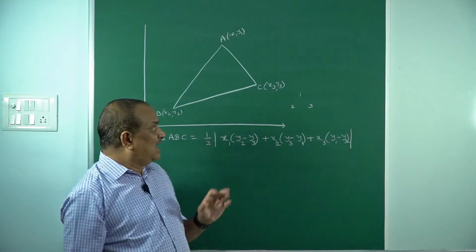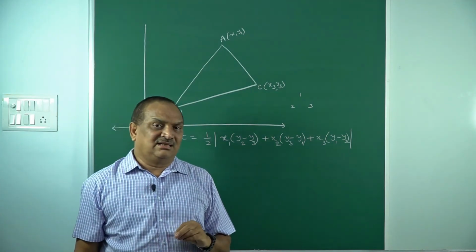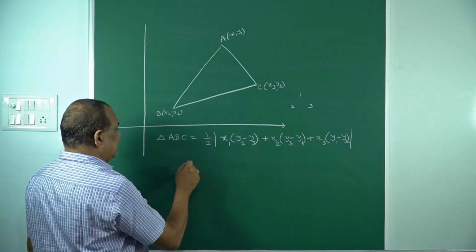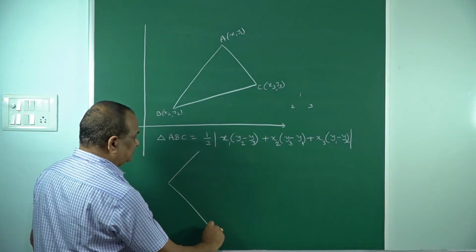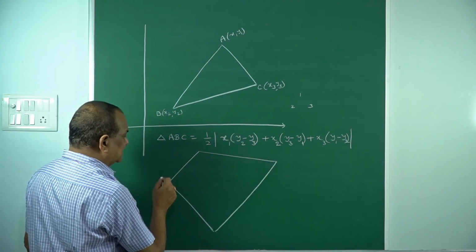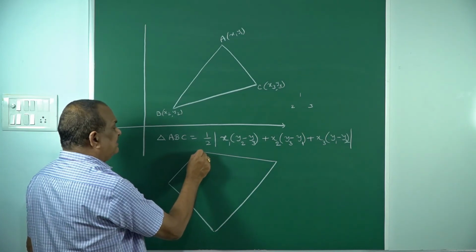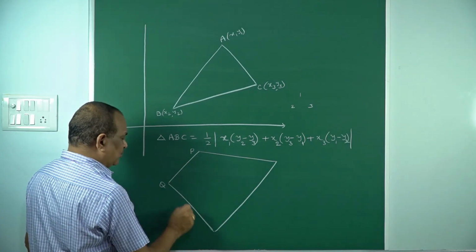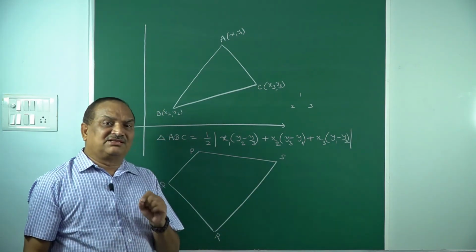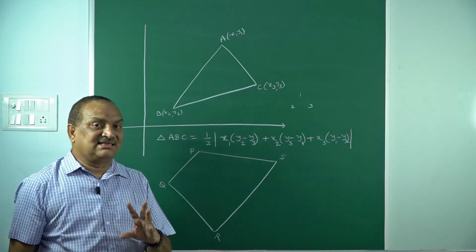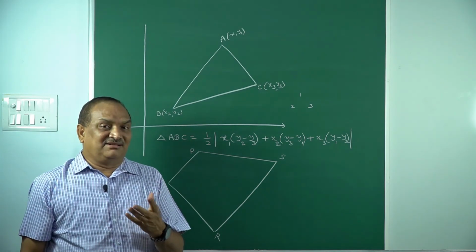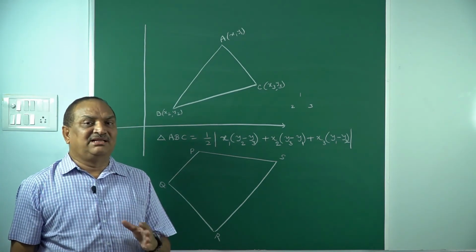I want to give you a few hints about some more problems we have in the exercise. The next one, say you are given a quadrilateral. When you are supposed to find the area of that one, let me take this quadrilateral as PQRS. So you need to find the area of this quadrilateral. Four vertices are there because it's a quadrilateral. But we know only the area of a triangle. When three vertices are given, you can determine the area of the triangle.